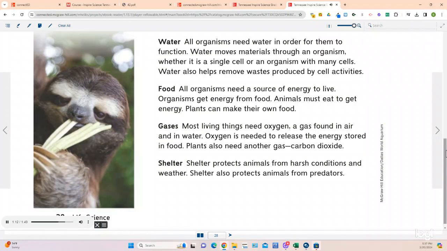Food. All organisms need a source of energy to live. Organisms get energy from food. Animals must eat to get energy. Plants can make their own food.